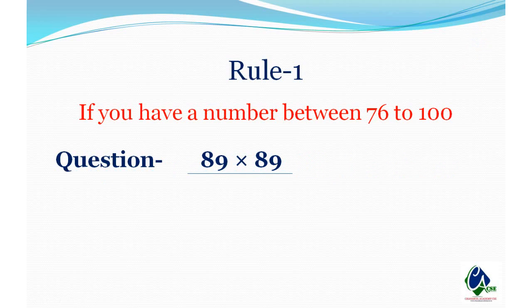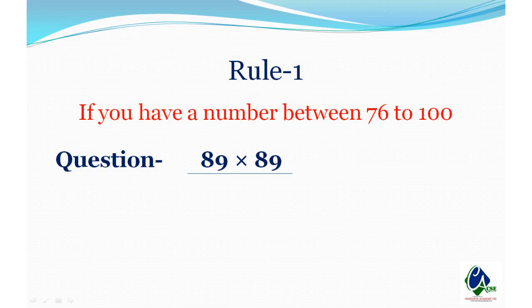See our first rule. Rule 1: if you have a number between 76 to 100, there are 25 numbers. One more important thing, friends: हम में से सभी को almost 1 to 25 numbers तक square याद होते हैं और these are enough for us. No need to learn more. Just use these techniques and calculate squares at your fingertip.